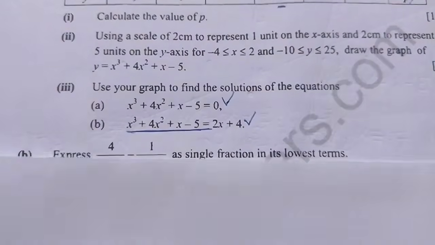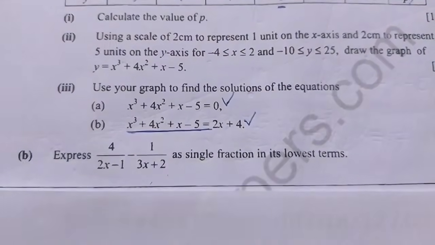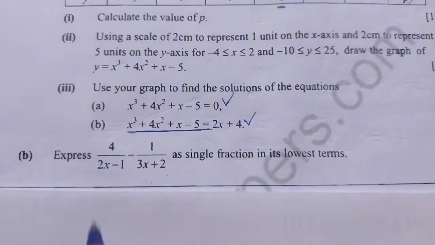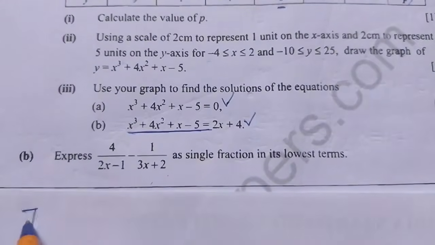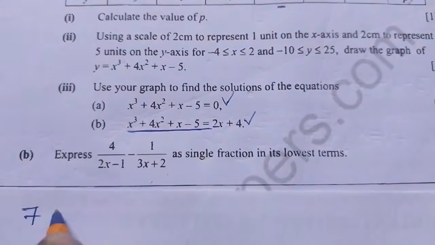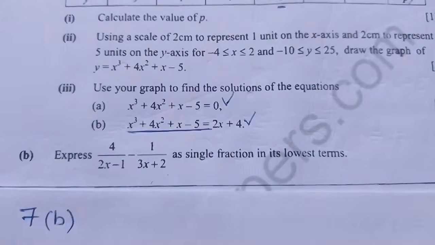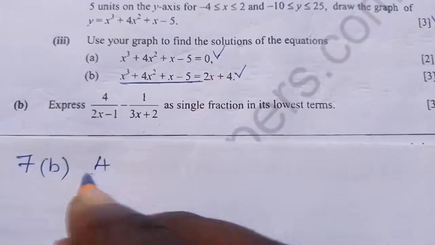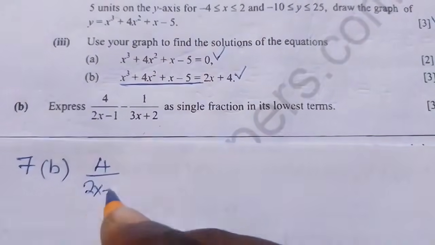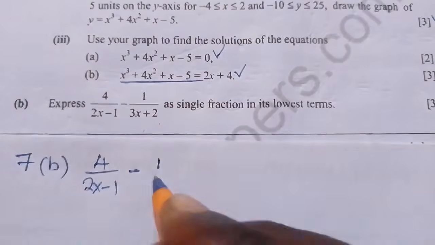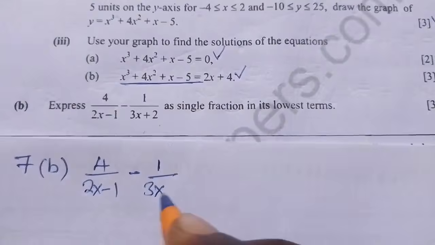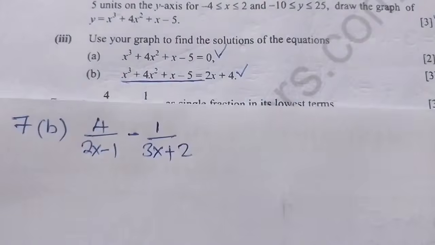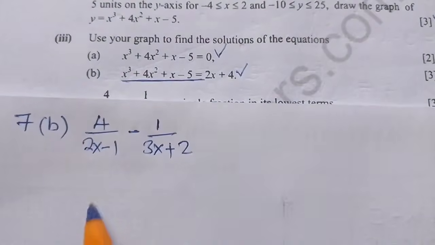So you can write it on your graph, or you can write that in the answer booklet. You just indicate the question number. You say this is 7 what? 7b. You indicate like that. It is 4 over 2x minus 1 minus 1 over 3x plus 2, like this. How can you express this one as a single fraction in its lowest term?